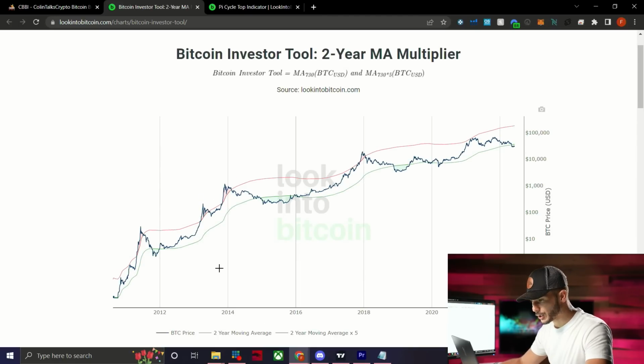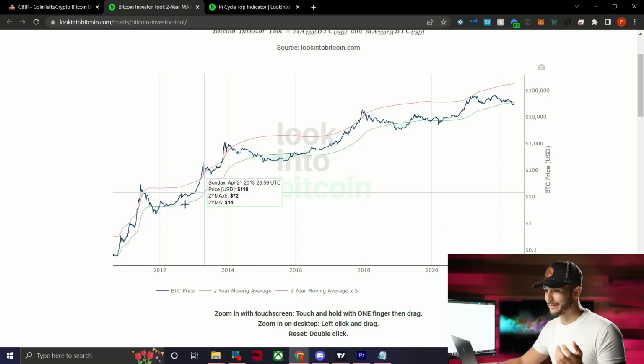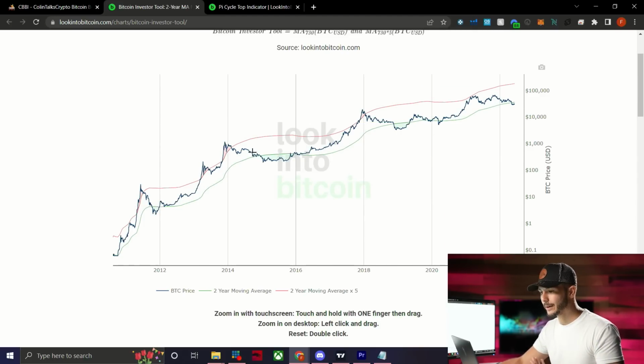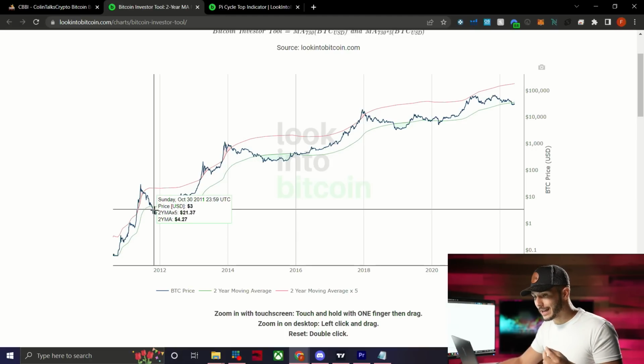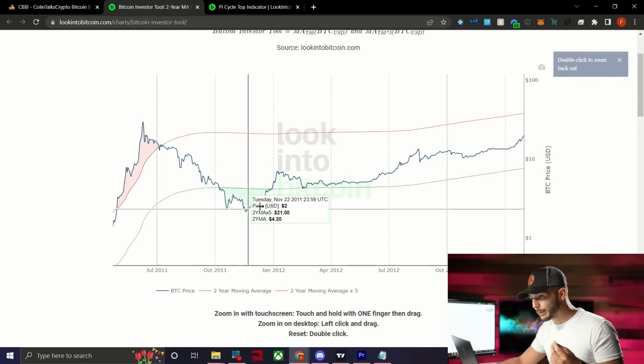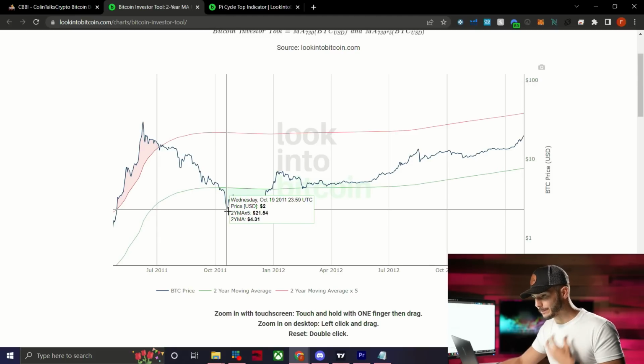So if we come up to the chart here, you can see our orange line is the 2-year moving average multiple, and then the green line is our 2-year moving average, right? So basically you have your 2-year moving average and then the 2-year moving average times 5, which is this red line or orange line up here. And as you can clearly see, anytime we're below that 2-year moving average, this green line, let's just zoom in here real quick, you can see anytime we're below that line and in a green shaded area like this would have been the best time to buy Bitcoin, right?